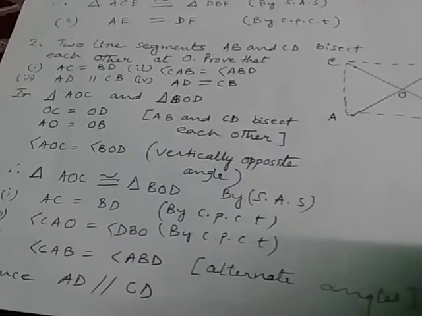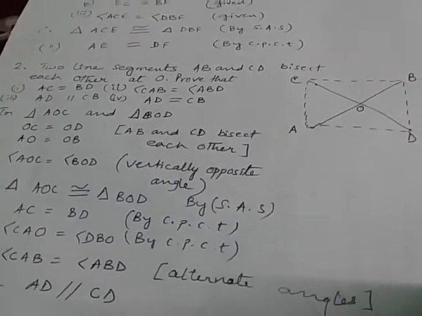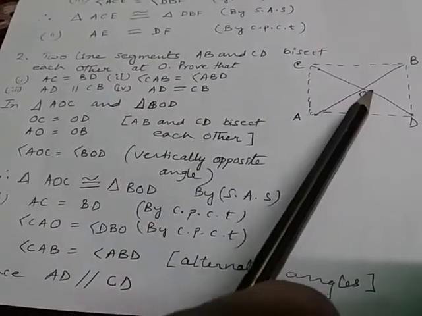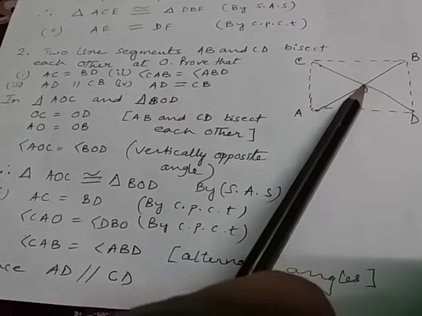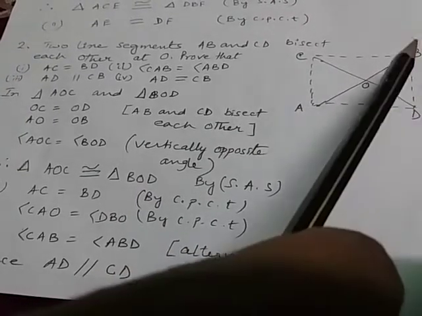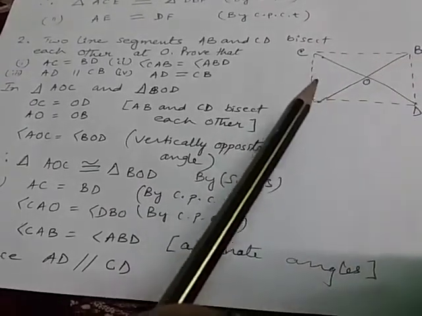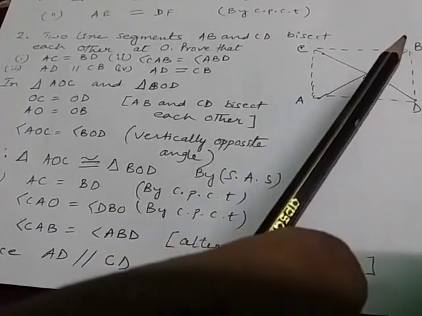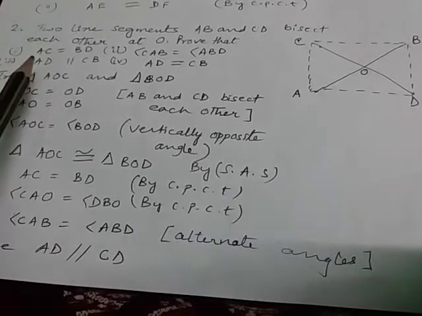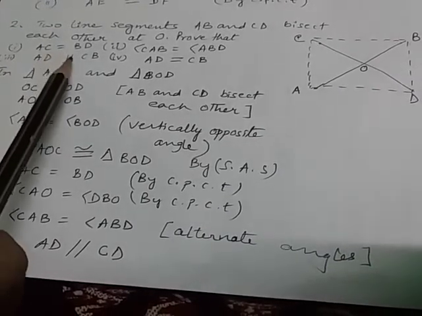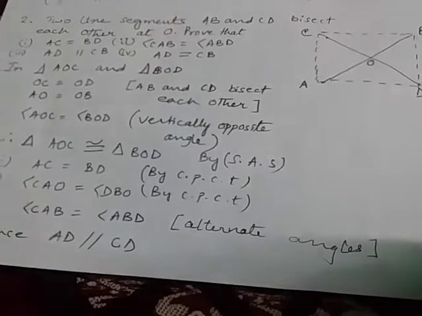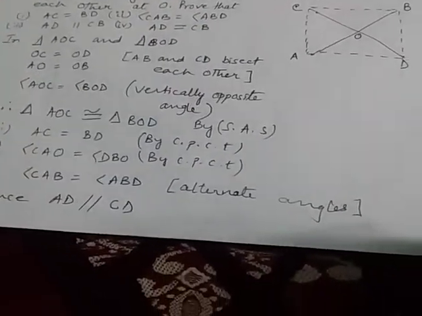Next sum. Two line segments AB and CD bisect each other at O. We have to prove that AC is equal to DB, angle CAB is equal to angle ABD, AD is parallel to CB and AD equal to CB. Let us go one by one.